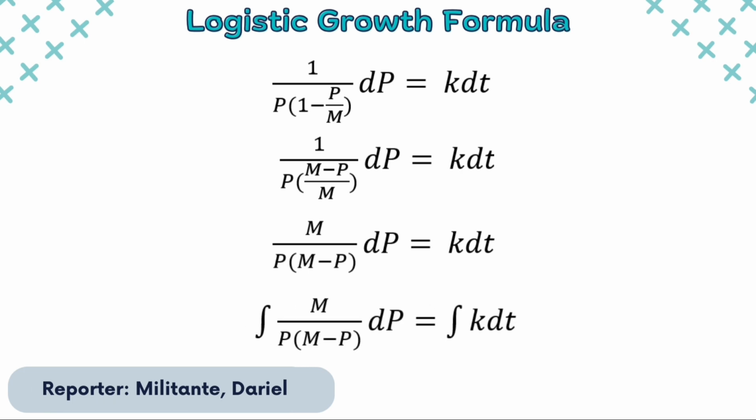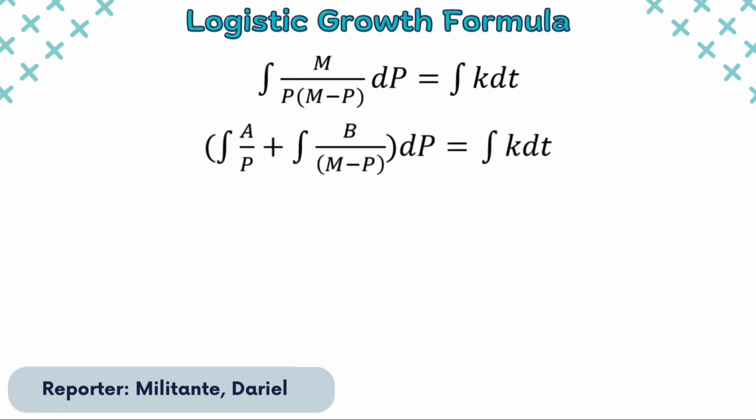Notice that the left side of the equation can be decomposed into partial fractions. So we will have the integral of A over P plus B over M minus P is equal to the integral of k dt. Instead of using the usual method in partial fractions, I have researched another way called the cover-up method by Black Pen, Red Pen. Links of the said method are provided in the comment section of Google Meet.